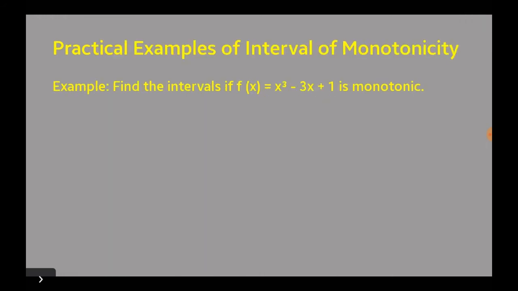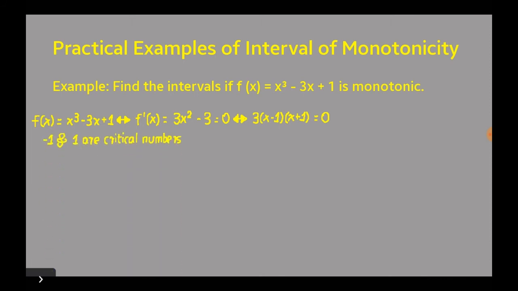Let's check the practical examples of intervals of monotonicity. Find the intervals where f of x equals x cubed minus 3x plus 1 is monotonic. Already we can differentiate it to get the critical numbers. f of x equals x cubed minus 3x plus 1. We differentiate: f derivative at x is 3x squared minus 3, which equals 0. Let's factorize it: 3 times x minus 1 times x plus 1 equals 0. So minus 1 and 1 are critical numbers.